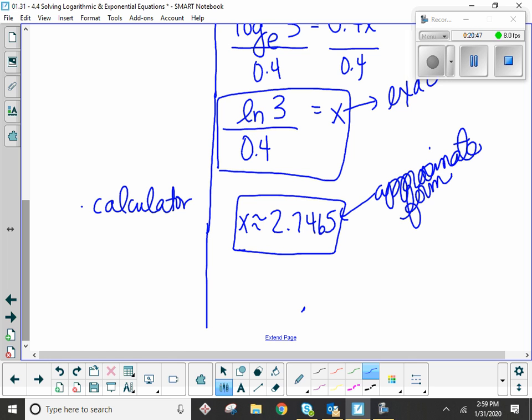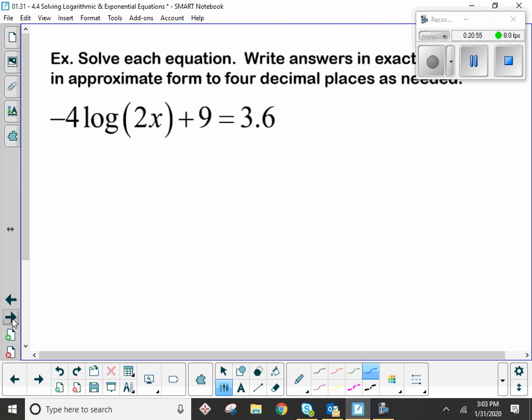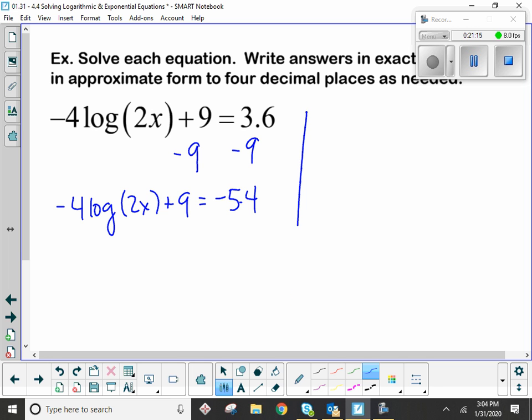You try the last problem, please. Take a few moments, try that all by yourself. Brianna, what'd you do first? That's correct. Who else subtracted 9 first? Perfect. And when you do that, you get what? Negative 5.4? So my first step is I'm isolating the log term, which is log 2x.